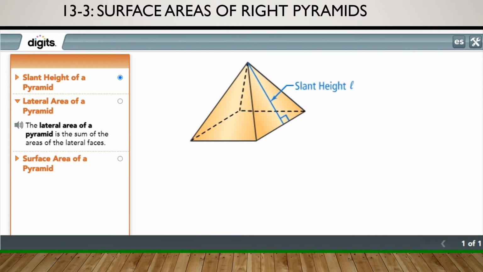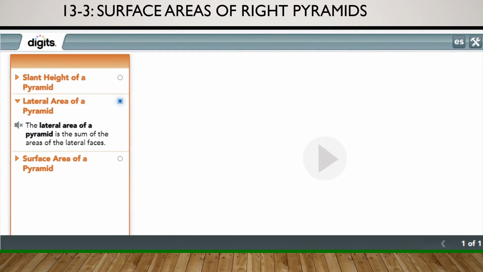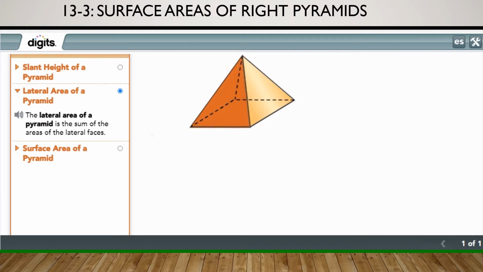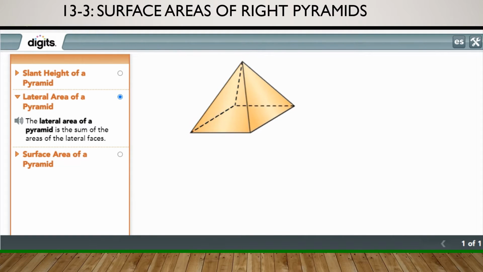Lateral area of a pyramid. The lateral area of a pyramid is the sum of the areas of the lateral faces. The lateral area of the pyramid is the total area of its lateral faces. Suppose the perimeter of the base is P, and the slant height is L.